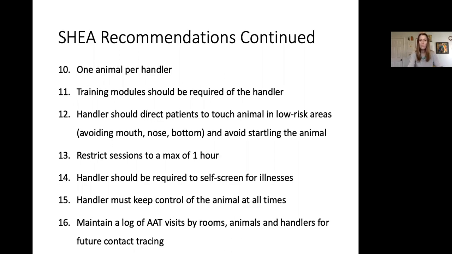Speaking of the animal, it's best if we can limit sessions to a max of 1 hour. Just like people, animals can get exhausted, so we want them to stay sharp and happy when they're on the clock. Animal handlers are expected to self-evaluate their own health. So going back to that reverse zoonoses, we would not want a handler to be the one who is bringing in some sort of zoonotic pathogen or otherwise. So if they themselves are sick or not feeling so good, they should sit that one out. Therapy animal handlers must be in control of the animal at all times.